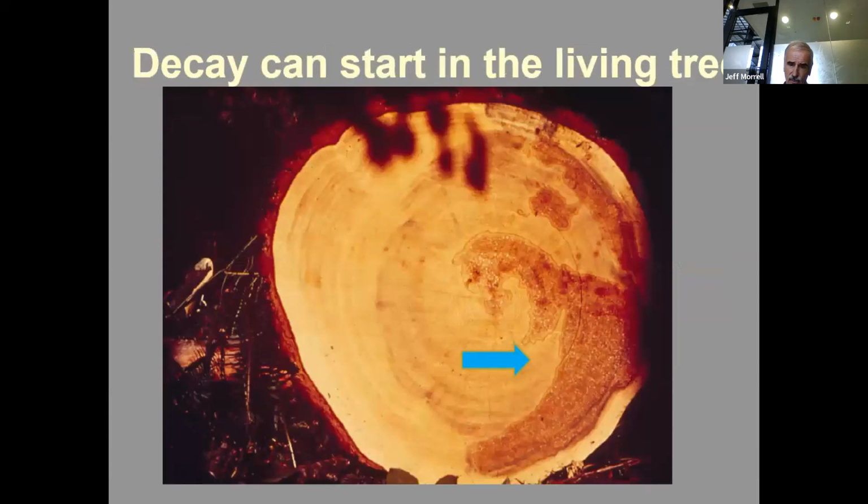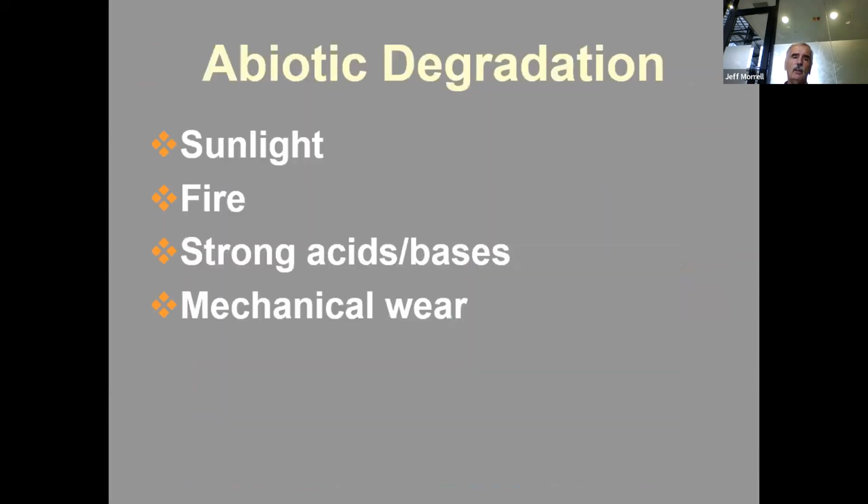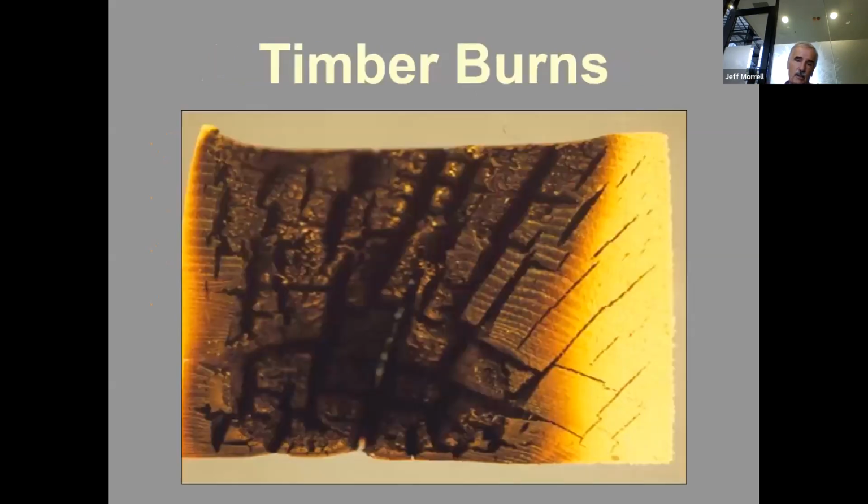So decay, as I said, can start in a living tree, but it can continue on. We have different types of degradation that we look at. The first one is abiotic, and abiotic means that there's nothing living going on. So if we look at things like sunlight, fire, strong acids and bases, mechanical wear, those are all things that don't have biology involved. They're just physical or chemical reactions. And the one we know most about or concerned about in a lot of places is timber burns. We all know wood burns. It's a lovely warm feeling to use timber. And so we look at that, but we can design around that, or we can use chemical retardants.